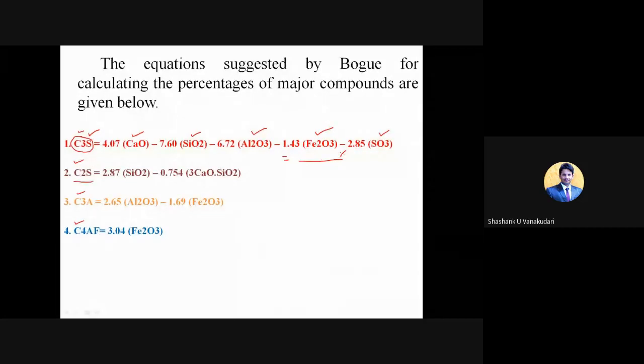Similarly for C2S also, a formula has been evaluated, that is 2.87 of SiO2 minus 0.754 of tricalcium silicate, that is 3CaO·SiO2. You just need to substitute the percentage of these contents here, and then it comes in terms of percentage. And similarly for C3A and C4AF also they have given, that is 2.65 times Al2O3 minus 1.69 times Fe2O3. And for C4AF, it is 3.04 times Fe2O3. Okay, directly the ferric content it comes.